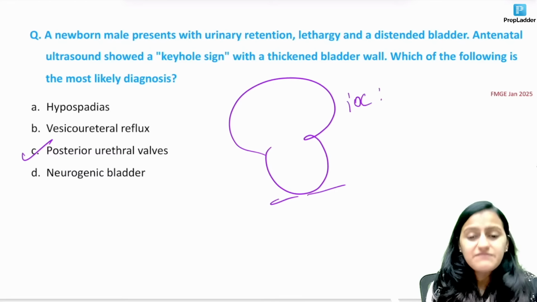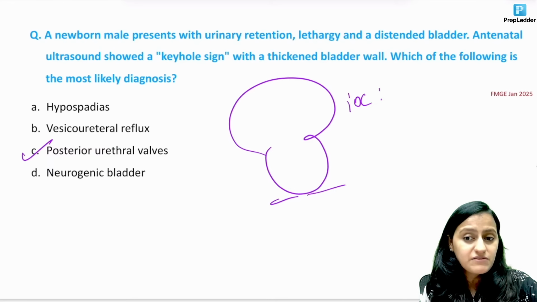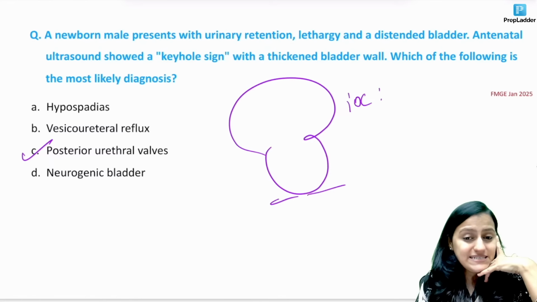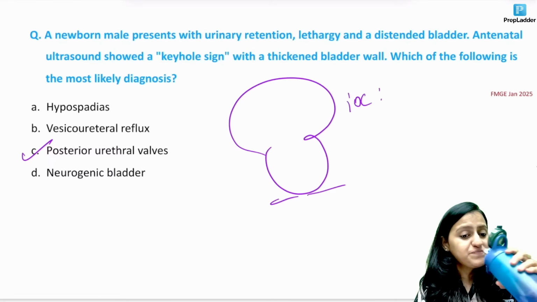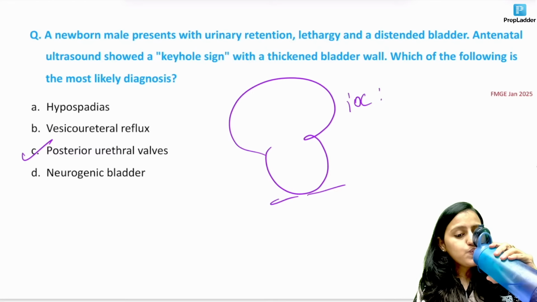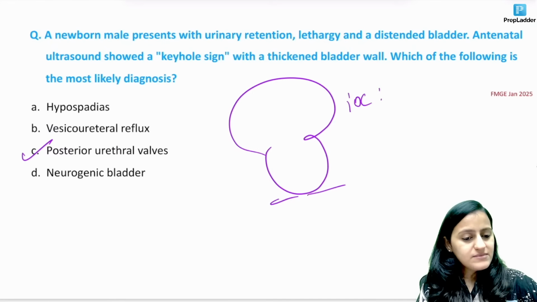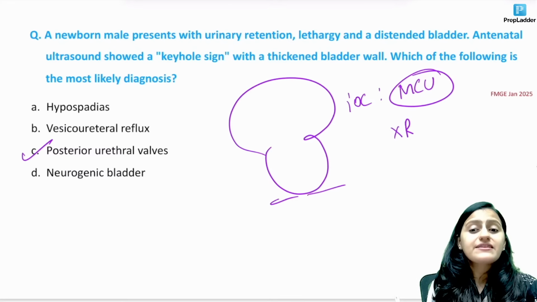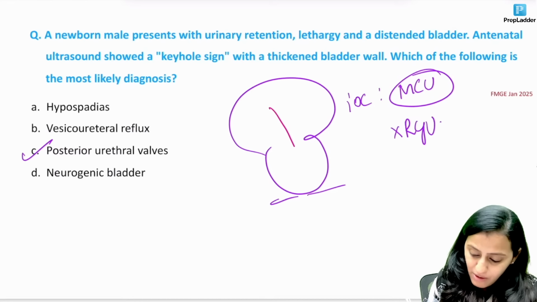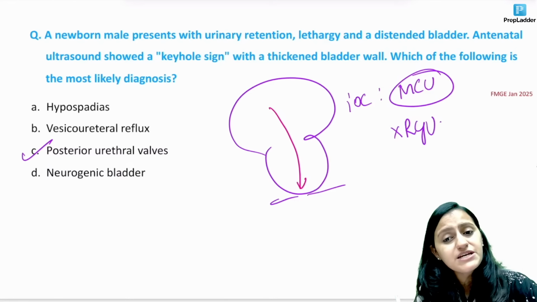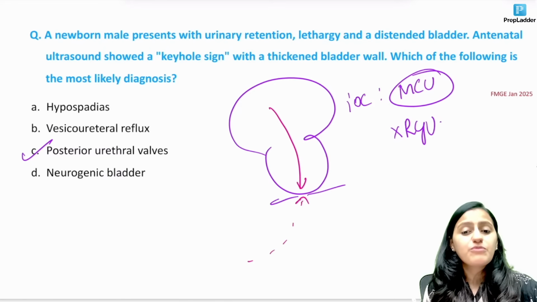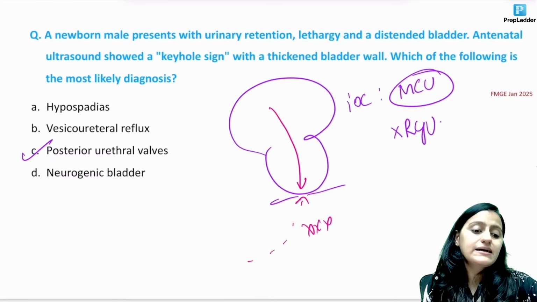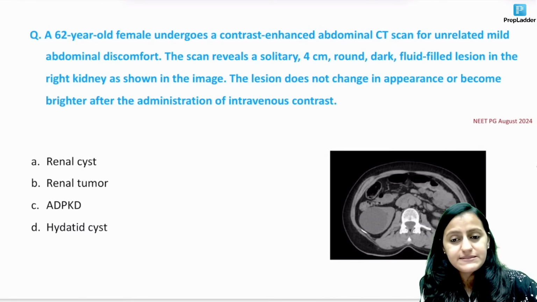Tell me what will be the investigation of choice for posterior urethral valve? Is it a urethrogram? Or is it IVP or is it MCU? What is the investigation of choice? Very good, Shivani, absolutely right. It is going to be MCU, not RGU. You want something to come from above, not from below. So it is MCU. In RGU, the contrast comes from below, so you do not want that because the valve will open. Okay, so you want MCU, that is going to be the investigation of choice.